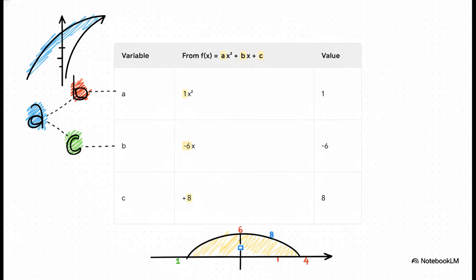Okay, first things first, we need to identify our a, b, and c values. Remember the standard form, ax squared plus bx plus c? Well, in our equation, a is the number in front of x squared, which is just 1. Our b is negative 6, and our c is 8. You have got to get these right or nothing else will work.